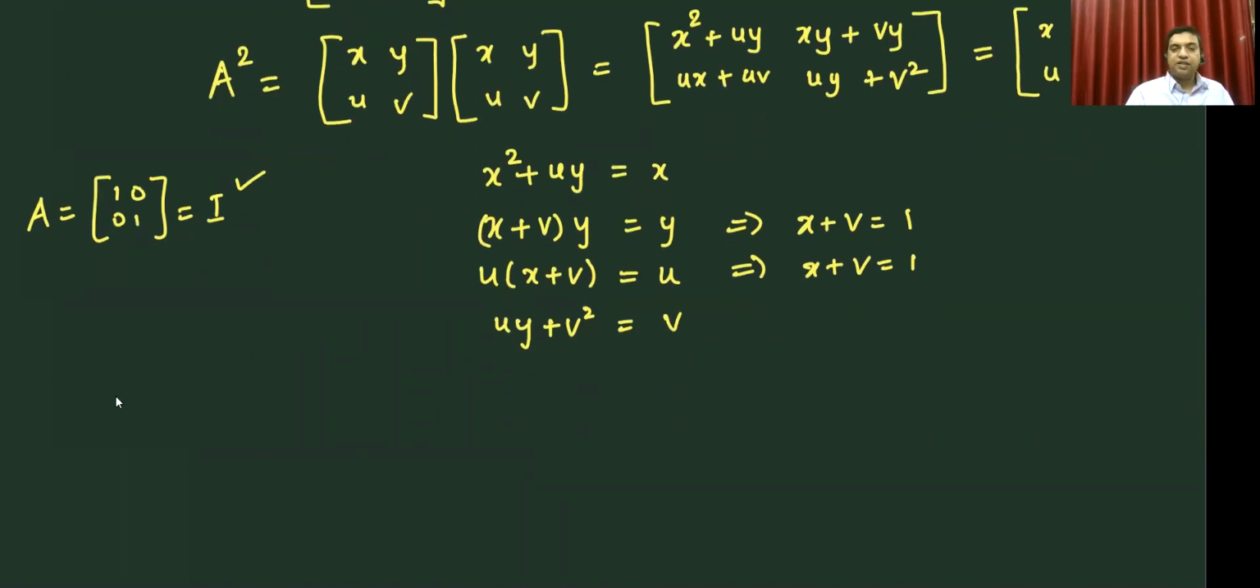So now let us try putting x equal to 0, then v should be equal to 1. So this term you will get 0, 0. So this term u into y has to be 0. So one of u and y should be 0. Now come to this term.